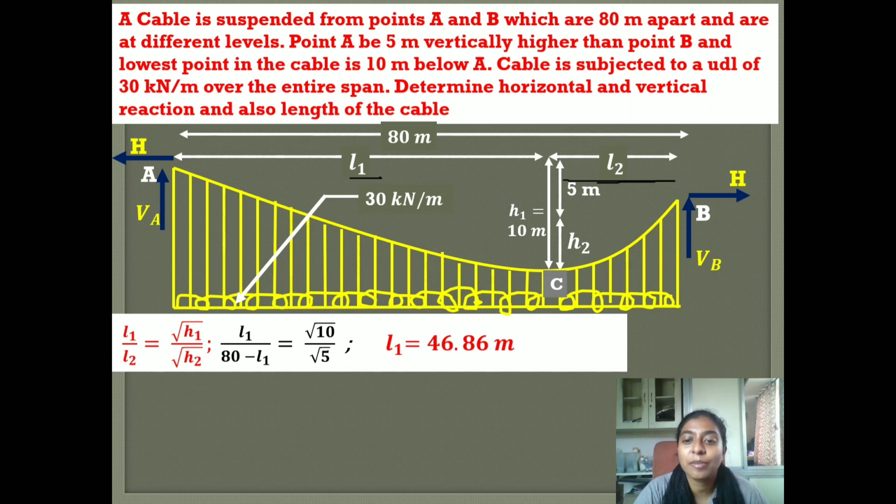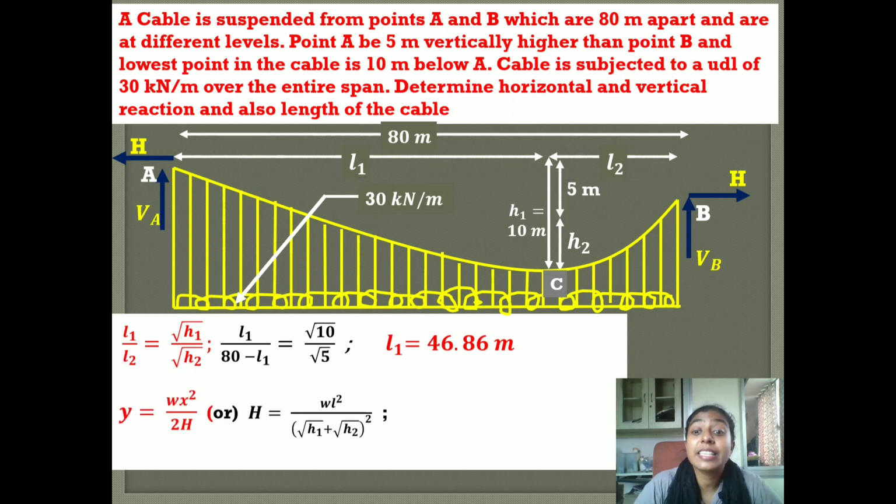So we know the relationship between the span lengths L1 and L2 and the heights at the dips, H1 and H2. This is the relation we saw in the last class in the derivation: L1 by L2 is equal to root H1 by root H2. So L1 by L2, where the total length is 80, so L2 is 80 minus L1, is equal to root of H1, which is 10, by root of H2, which is 5. Simplify this, we get L1 is equal to 46.86 meter. So now L2 is equal to 80 minus L1.